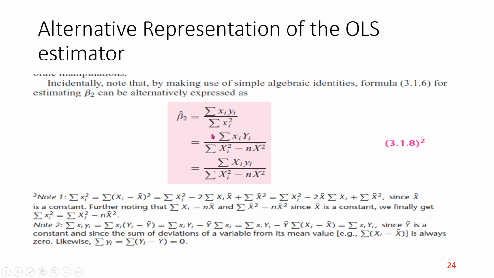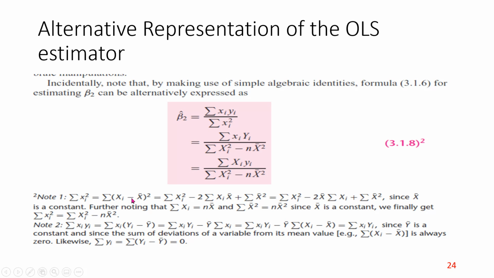So if I look at these three equivalent formulas, let's see how they are equivalent. If you consider the denominator of the first formula, which is the sum of lowercase xi square, this is equal to the sum of xi minus x bar square, which is simply the definition of lowercase xi. Now I apply the formula that a minus b whole square is equal to a square plus b square minus 2 times a into b, and then I apply the summation inside.